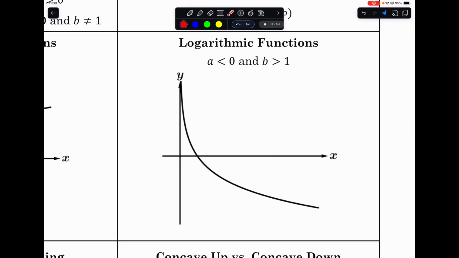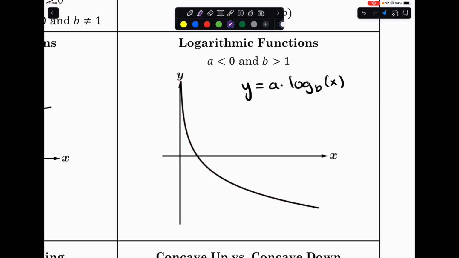Now let's look at a log function where the value of a is negative. So here we have the same format, y equals a times log base b of x. For this example, the difference between having a positive value of a and a negative value of a is simply the direction that the graph is moving. For a negative value of a, the graph is going to go downwards instead of upwards.